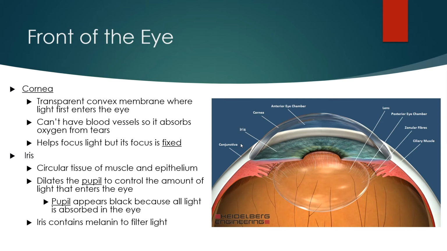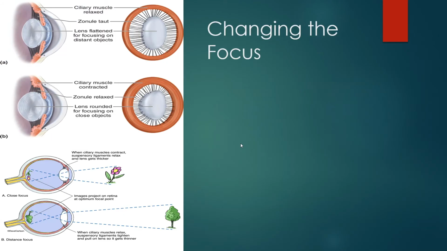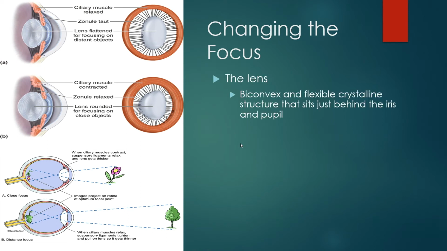So behind the iris is the lens, and this is where a lot of the magic happens for focusing things. It's a biconvex crystalline structure that's surrounded by these ciliary muscles.